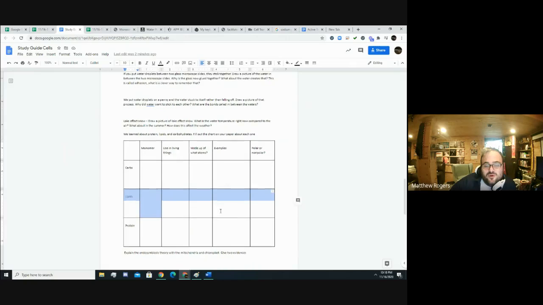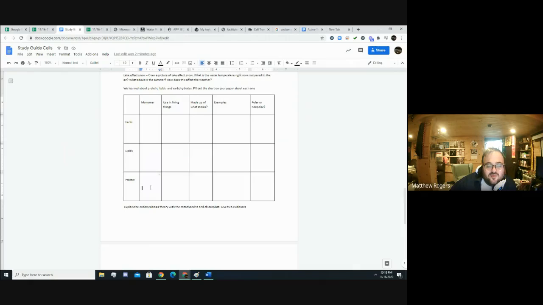They're non-polar. Proteins, monomers, amino acids. There's 20 of them. Each one is slightly different due to their R group. Their use in living things is basically they build everything.